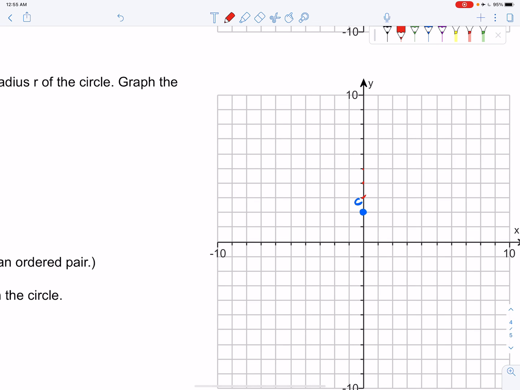1, 2, 3, 4. 1, 2, 3, 4. Make that sketch.